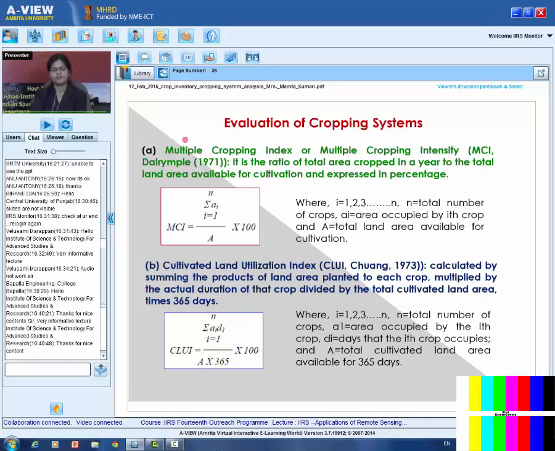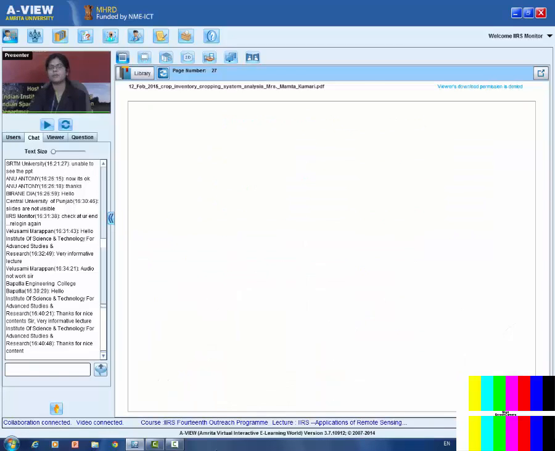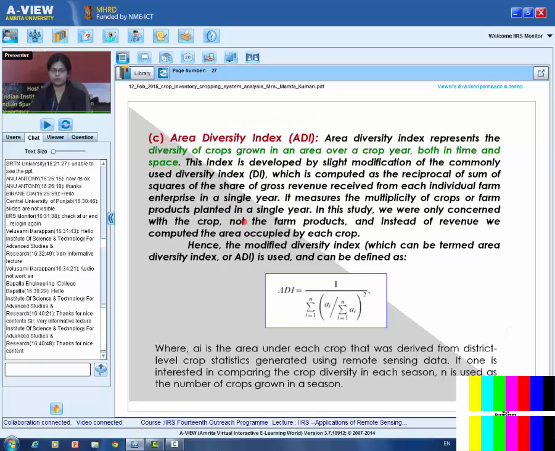Suppose we are taking rice in one season and again rice in another season. So this is a monocrop kind of system. However, we are taking two crops in a year, so multiple cropping intensity will be high, but your area diversity index would be low, because we have not diversified.